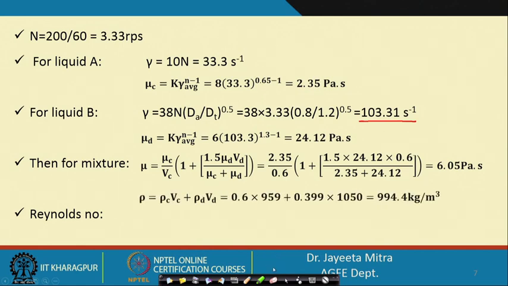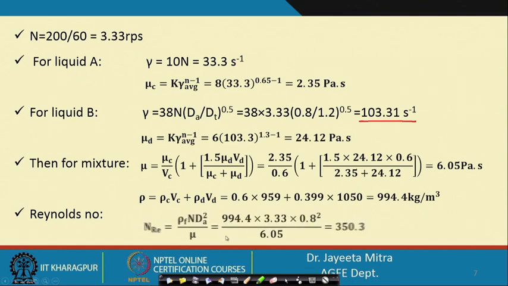And density, again, we have to put in the formula. So, rho_c V_c plus rho_d V_d is equal to 0.6 into 959 plus 0.399 rho_d into 1050. So, 994.4 kg per meter cube.